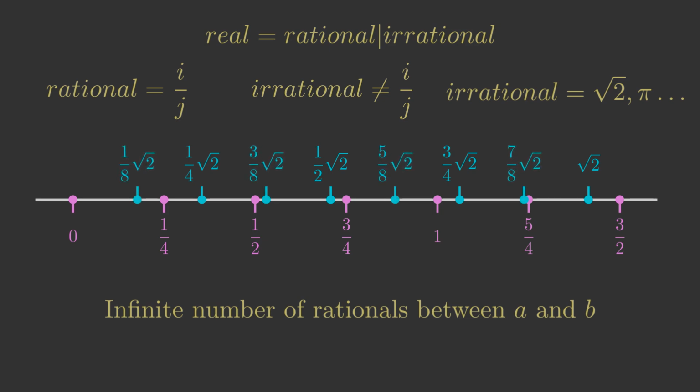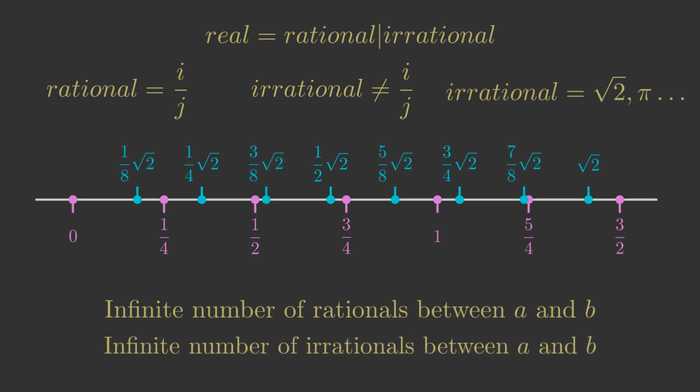So again, if we choose any two numbers a and b, there will always be an infinite number of irrational numbers between them. And again, we have only considered irrational numbers that are multiples of root 2 divided by a power of 2.